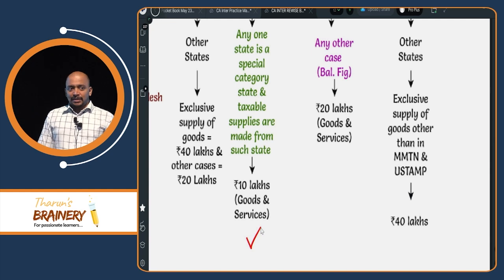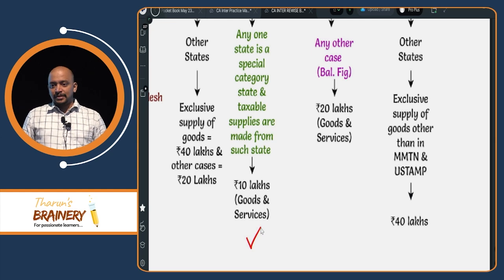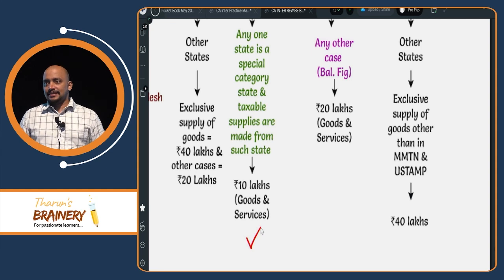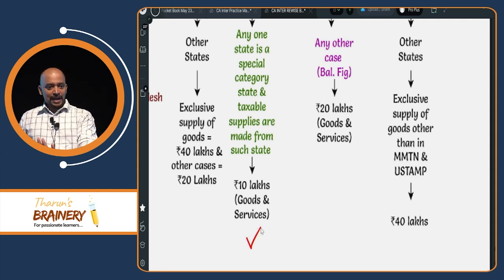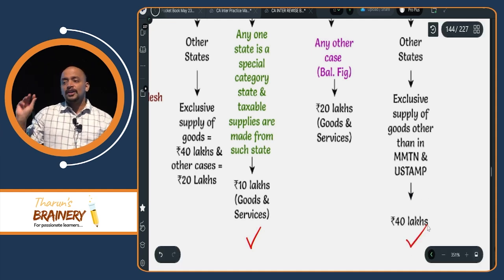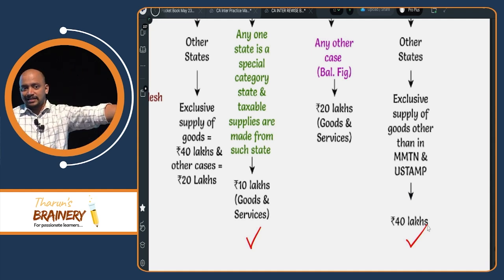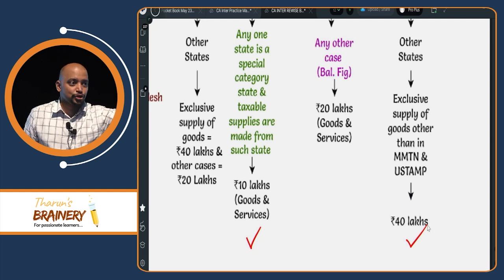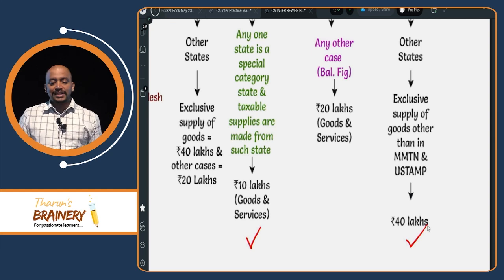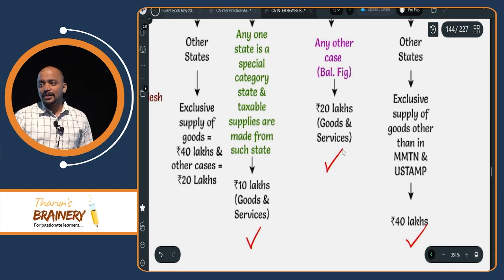You are doing business in multiple states, none of the states is in MMTN. Out of the given states where you are doing business, none of the states is in MMTN, and you are exclusively engaged in supply of goods, then the limit will be 40 lakhs. One state also should not be in MMTN. In all other cases, the limit will be 20 lakhs.